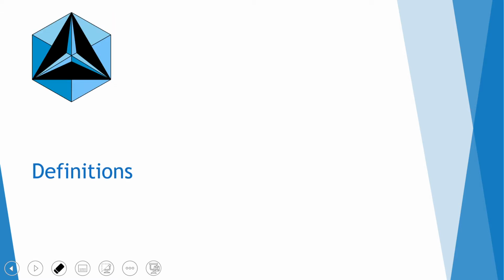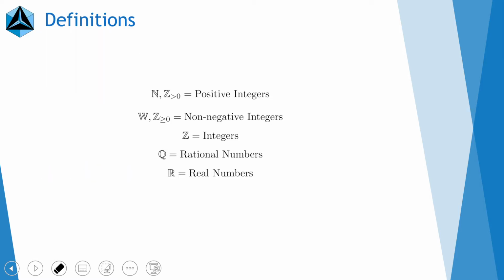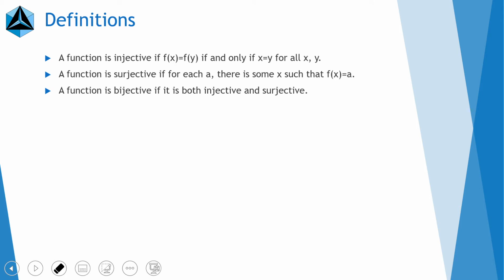So now let's get going with some definitions. These are just some definitions, the sets of numbers that we use in our notation for our function, domain, and range. And these definitions are a little more important. So we want to know if a function is injective, surjective, or bijective.